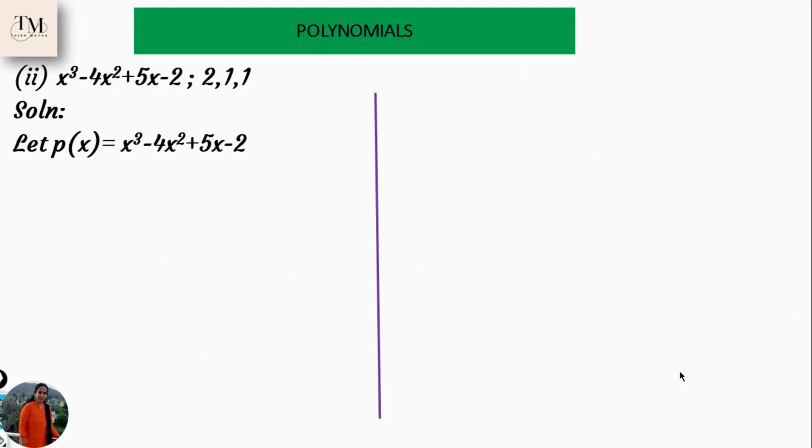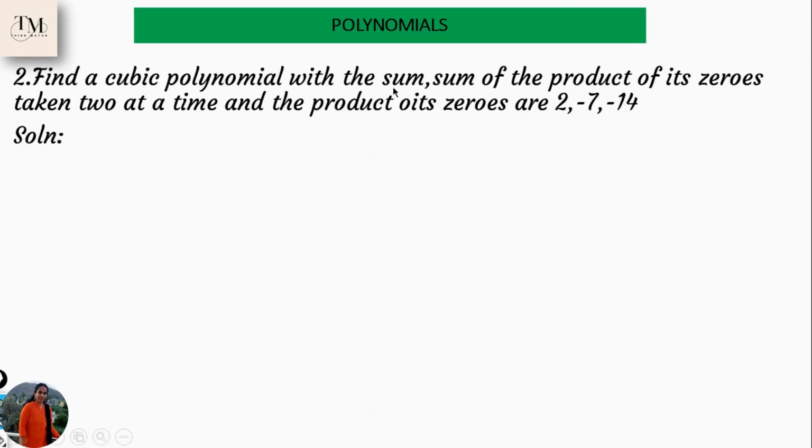The next problem is, we have to find a cubic polynomial with the sum of the product of its zeros taken two at a time and the product of its zeros being 2, minus 7, minus 40. Okay, so we have to find the cubic polynomial.